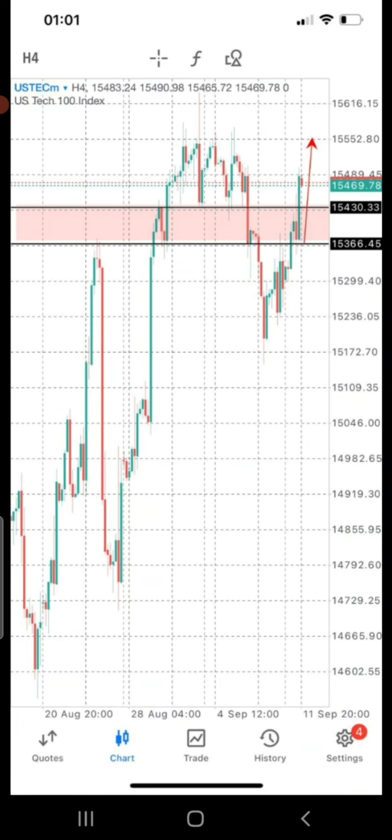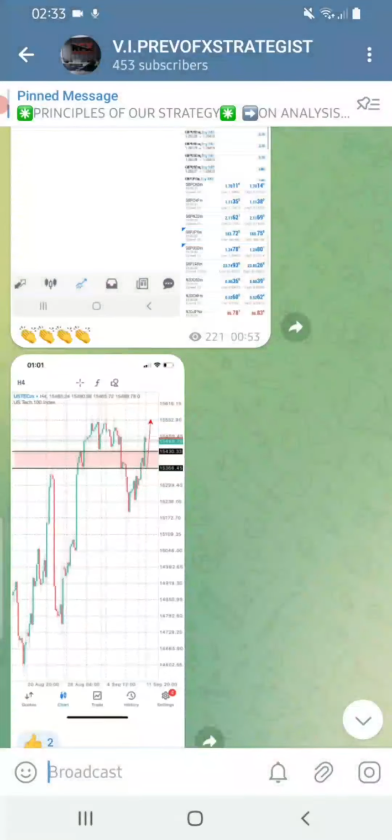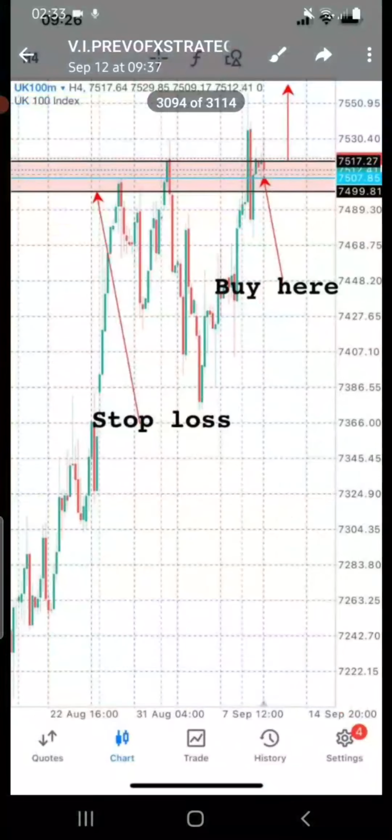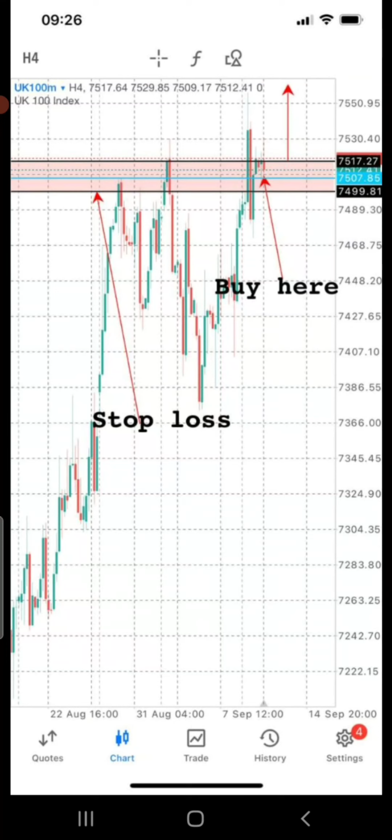As you can see, this is the Nasdaq I was telling you about. Immediately when we made our entry, it went all the way down to hit our stop loss. That was at the key resistance zone. Before that, and then it shot all the way up. Yes, we continue to have some good trades and some bad trades.